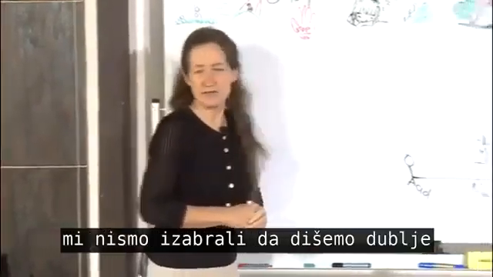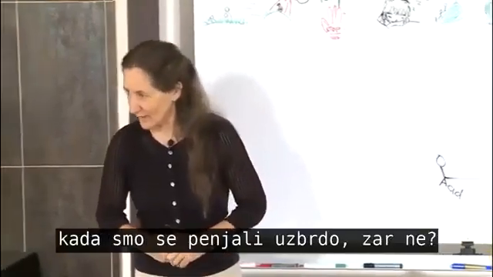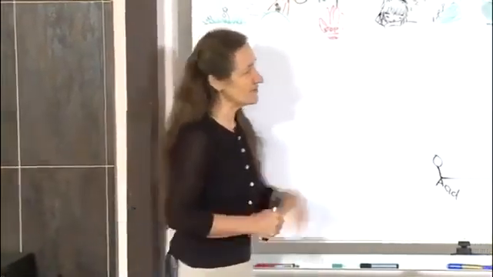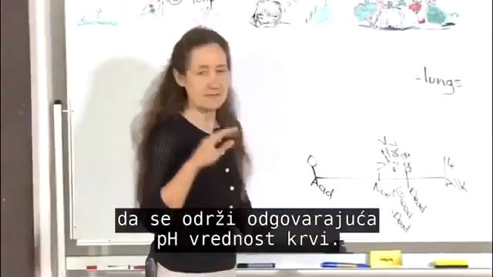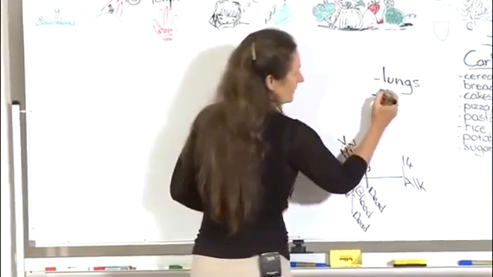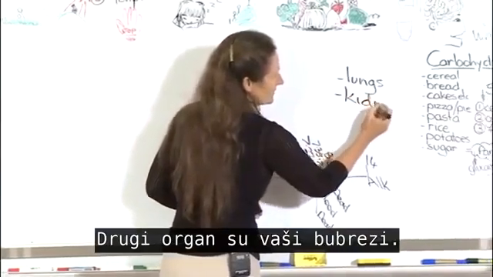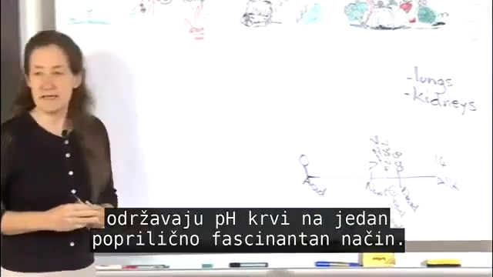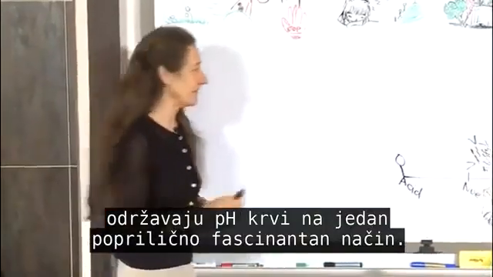In fact, we don't choose to breathe deeply going up a hill, do we? It just happens whether we like it or not. So your lungs help to keep the acid-alkaline in the blood at the right level. The other organ is your kidneys. And your kidneys balance the acid-alkaline in your blood in quite a fascinating way.